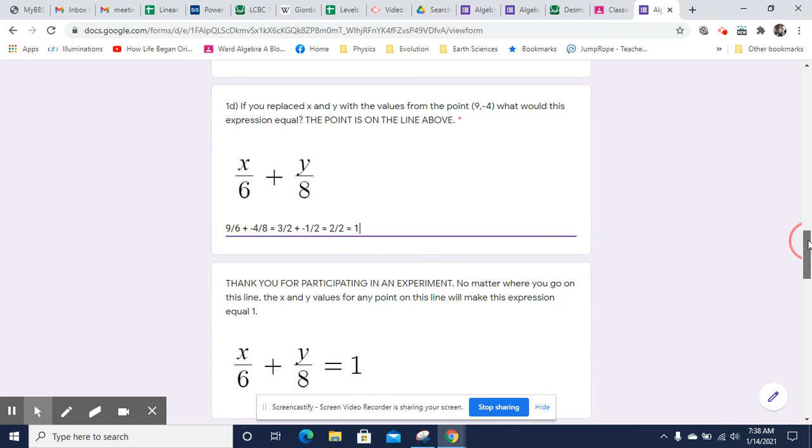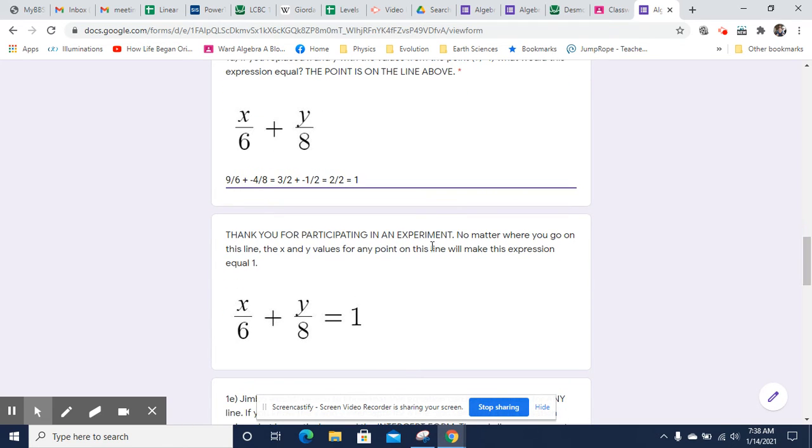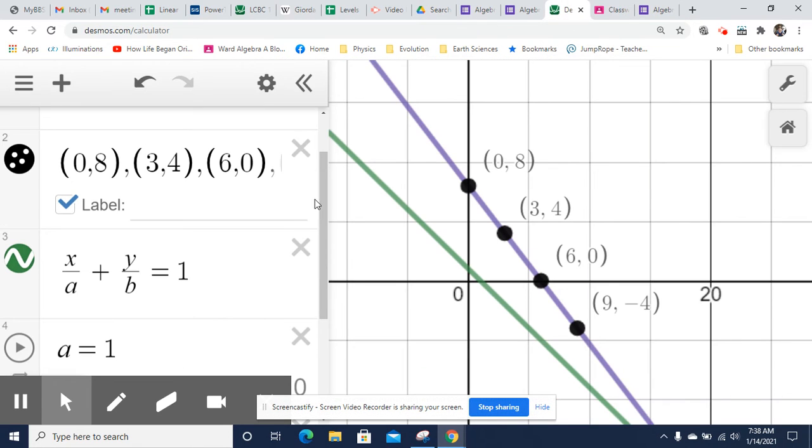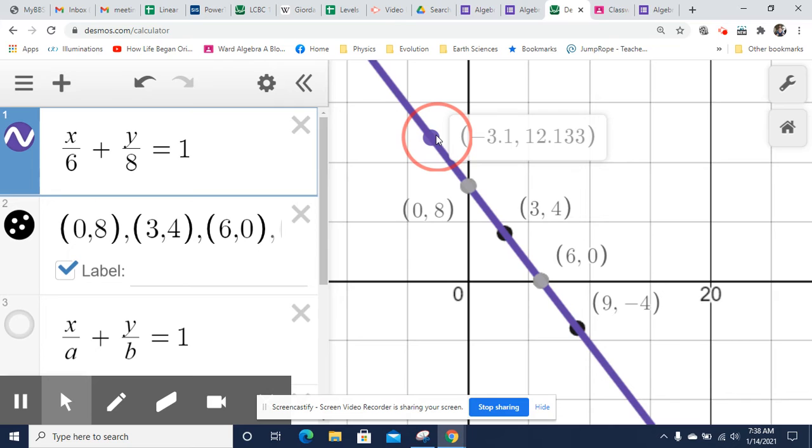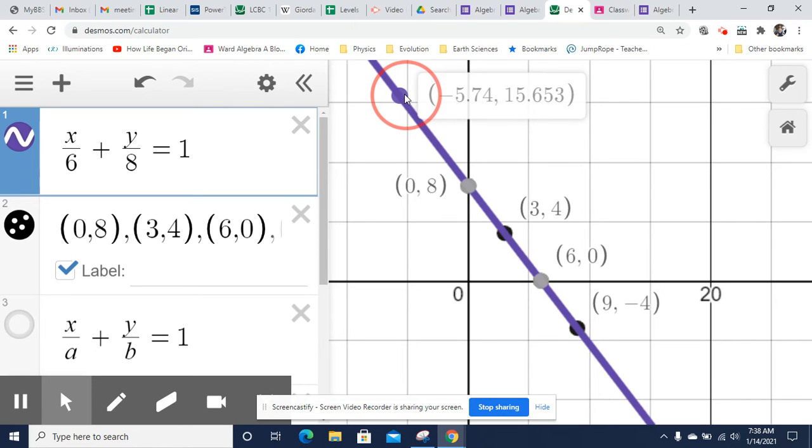So thank you for participating in an experiment. Every single time you got 1, hopefully. And if you didn't, then you're going to check your calculations. No matter where you go on this line, the x and y values for any point on that line will make this expression equal 1. No matter what they are, if I plug in the x and y values into that equation, even if they're crazy ones, it will add up to 1.